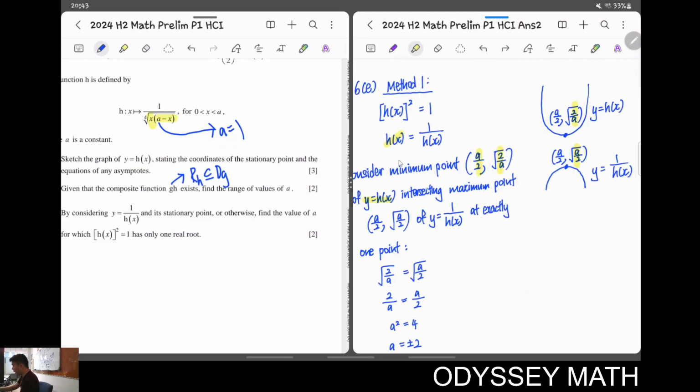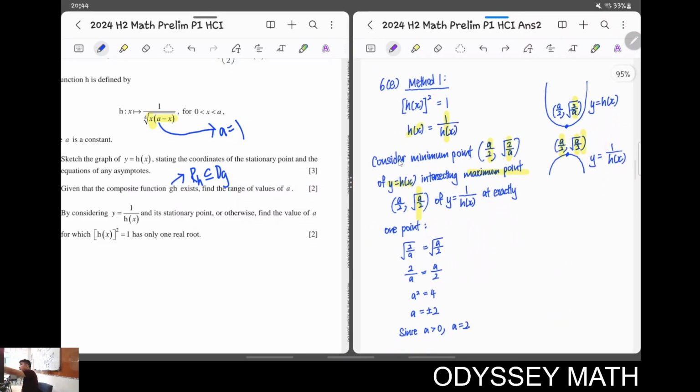Now I have the graph of h(x) here. And then I also plot the graph of 1 over h(x) over here, which has a maximum point of (a over 2, square root a over 2). Do you know how I get square root a over 2? I simply flip this one. Agree? Because I flipped the thing over.